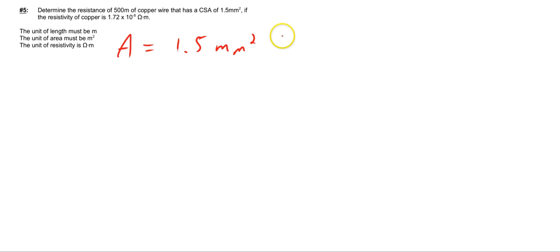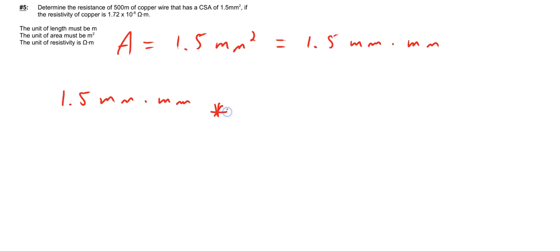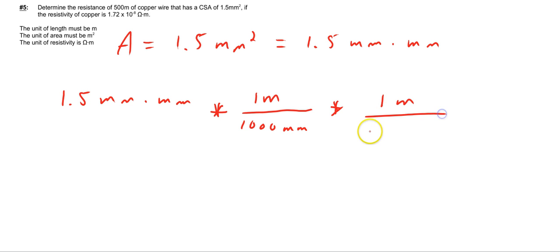And so this is to say 1.5 millimeters times millimeters. And so the conversion here involves changing millimeters to meters twice so that we end up with a unit of meters squared. So we can say that 1.5 millimeters times millimeters can be multiplied by 1 meter over 1,000 millimeters, multiplied by 1 meter over 1,000 millimeters.